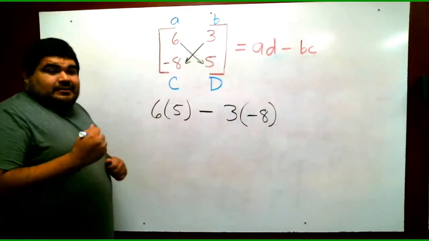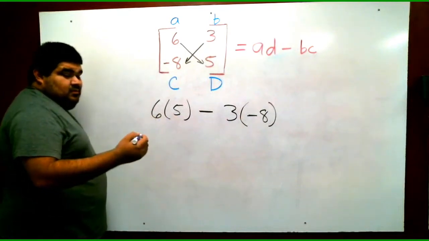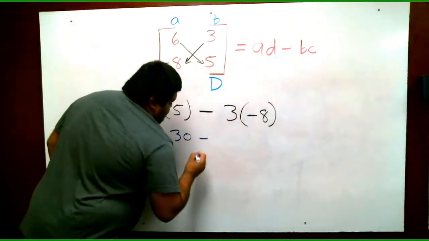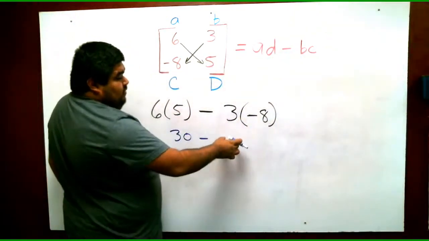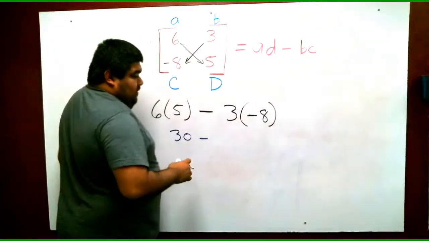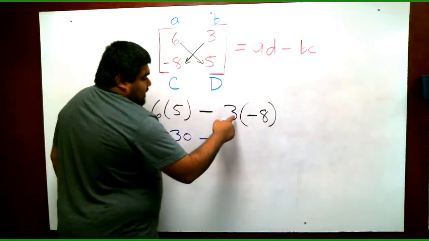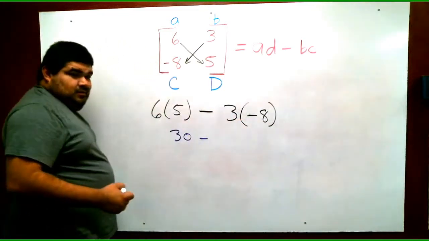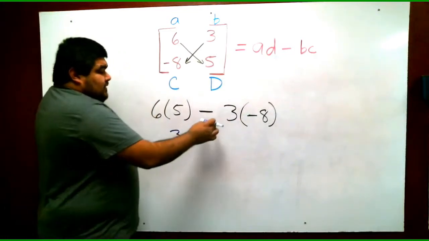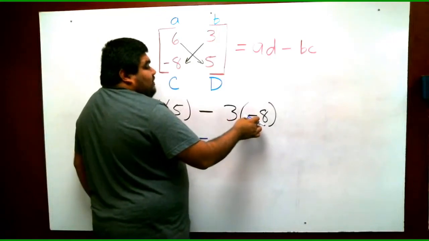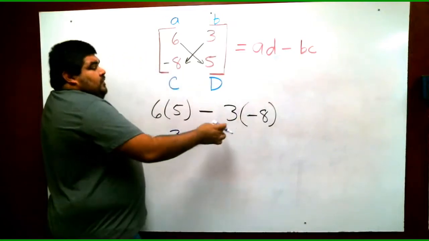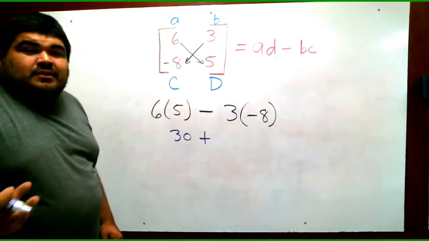We can say that 6 times 5 is 30, right? So we got 30 minus, notice that you're multiplying. You can either look at it this way, you're multiplying two negative numbers, or you can keep the negative and just multiply positive 3 times negative 8. I'm going to pretend this is negative 3. So negative 3 times negative 8. They're both negative, so your answer is going to be positive. 3 times 8 is 24.